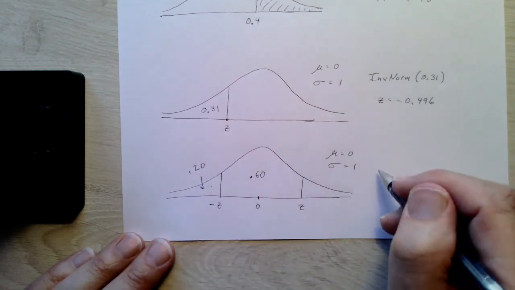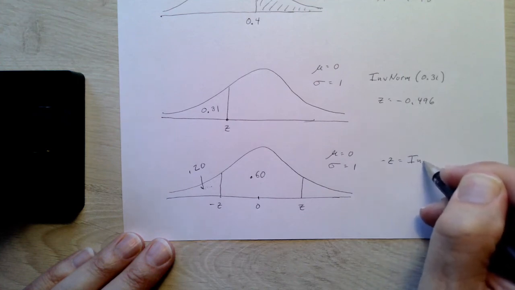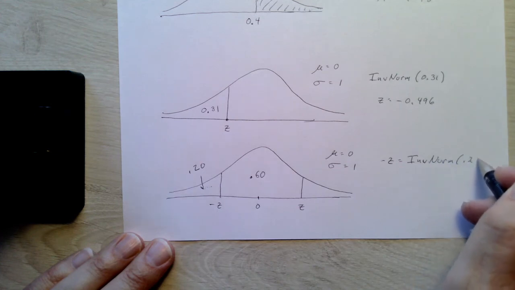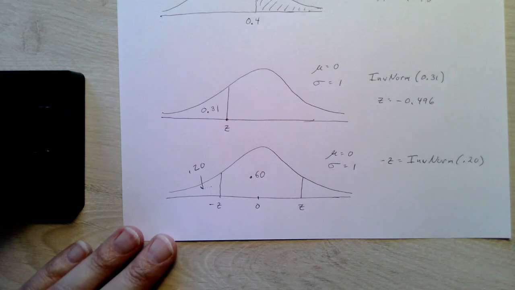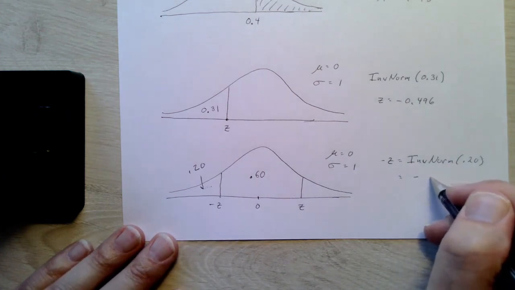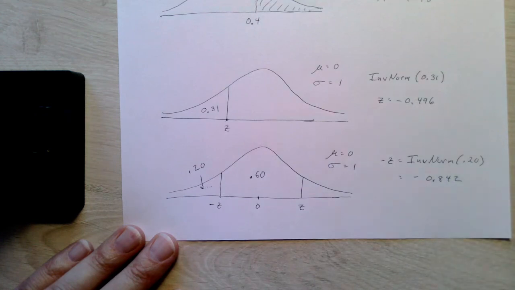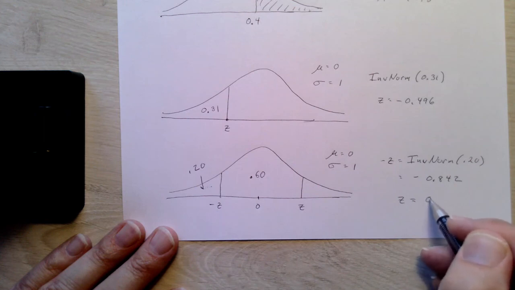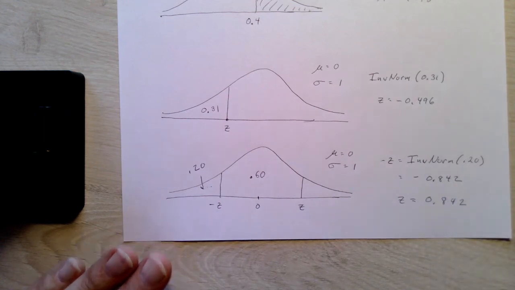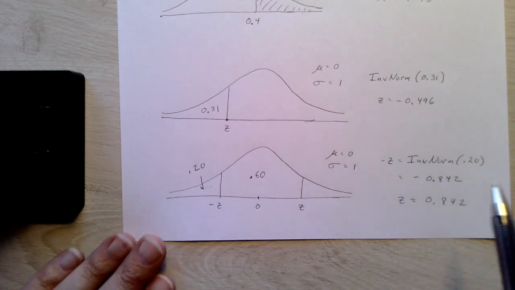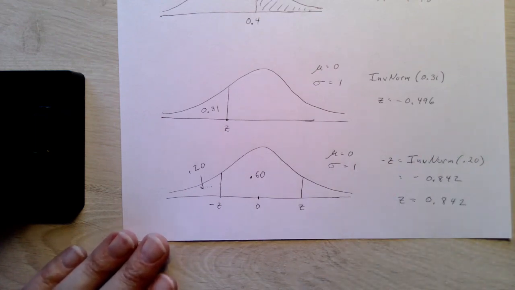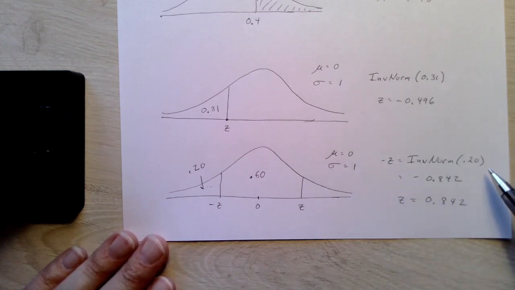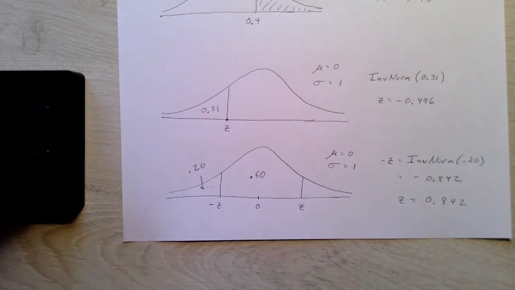So minus z is going to be the inverse norm of 0.20, and that turns out to be negative 0.842 when you round. And then z is going to be positive 0.842. Now let me remind you, with all these distributions, this was a standard normal distribution, so mu is 0 and sigma equals 1. We're going to see some examples in the next video where you have different means and different standard deviations.